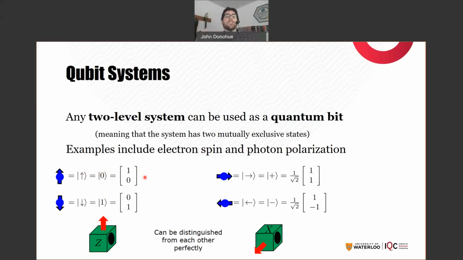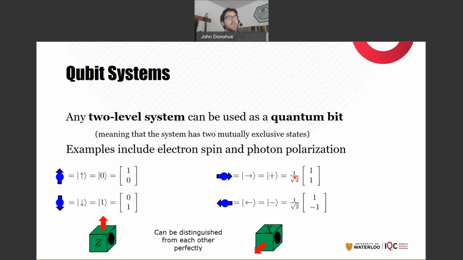And we denote these as well using linear algebra as orthogonal unit vectors. So spin up being the x vector, spin down being the y unit vector. This is arbitrary. We just need to find two orthogonal unit vectors. And additionally, in order for these to be two mutually exclusive and distinguishable states, we need to be able to have a measurement that can distinguish them from each other perfectly, which we have in this Z magnet here, which deflects them upward if they're spin up and downward if they're spin down.